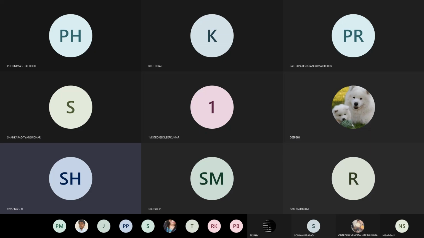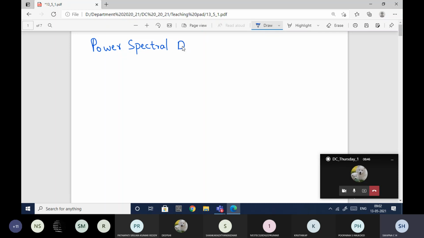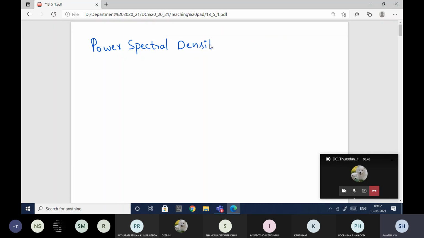Power spectral density, which in short we call PSD. Okay, so can anybody tell me what is this power spectral density? What information will it give you?